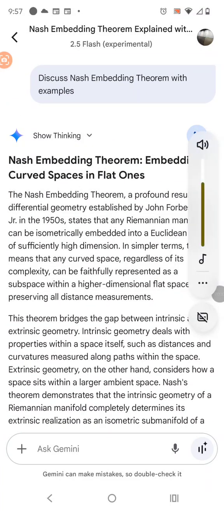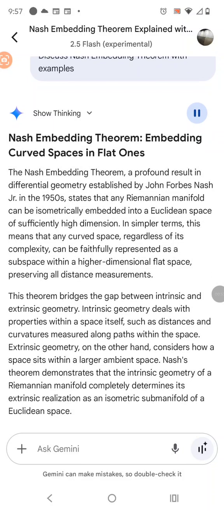Nash embedding theorem: embedding curved spaces in flat ones. The Nash embedding theorem, a profound result in differential geometry established by John Forbes Nash Jr. in the 1950s, states that any Riemannian manifold can be isometrically embedded into a Euclidean space of sufficiently high dimension. In simpler terms, this means that any curved space, regardless of its complexity, can be faithfully represented as a subspace within a higher dimensional flat space, preserving all distance measurements.